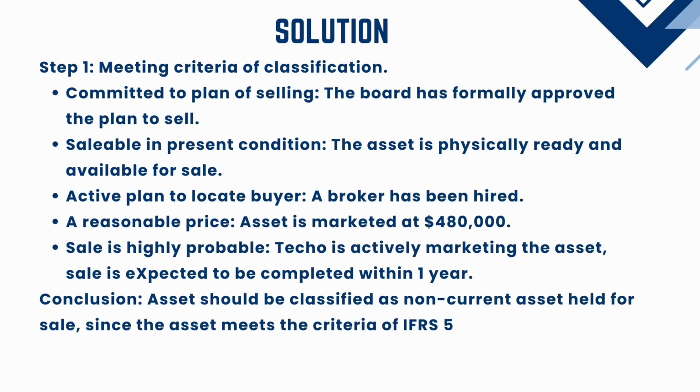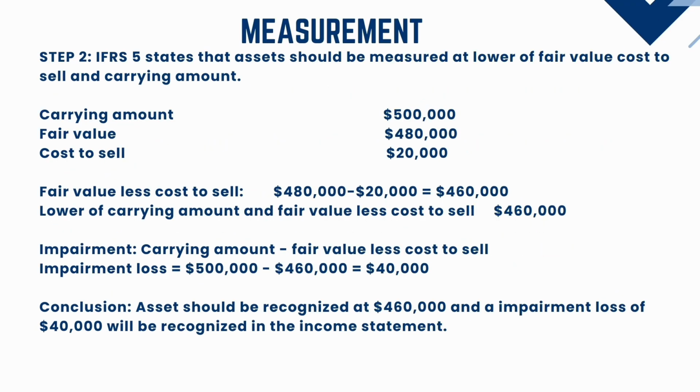The next thing we do is the measurement. What does IFRS 5 say concerning measurement? It should be recognized at the lower of fair value less cost to sell and carrying amount. From the illustration, we have our carrying amount as $500,000, and we have the fair value as $480,000, and we have the cost to sell as $20,000. So fair value less cost to sell simply means the fair value of the asset minus the cost to sell that asset.